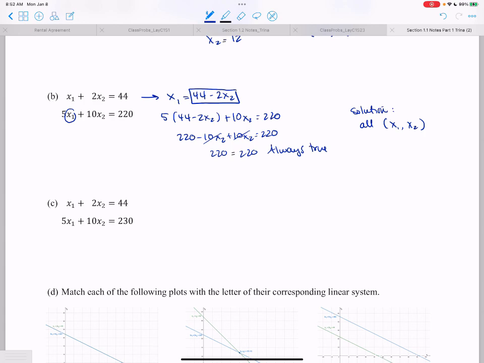For part C, I'm going to do the same thing as the first one. So I'm going to multiply this top equation by -5. Negative 5x1 minus 10x2 equals negative 220. That should be a negative 220. And then I have 5x1 plus 10x2 equals 230. Those x1s go away. Oh, notice my x2s go away. So I have 0 on the left, and then I'll have a 10 on the right. This is never true for any x1, x2 you pick. This is not possible. So this is no solution.